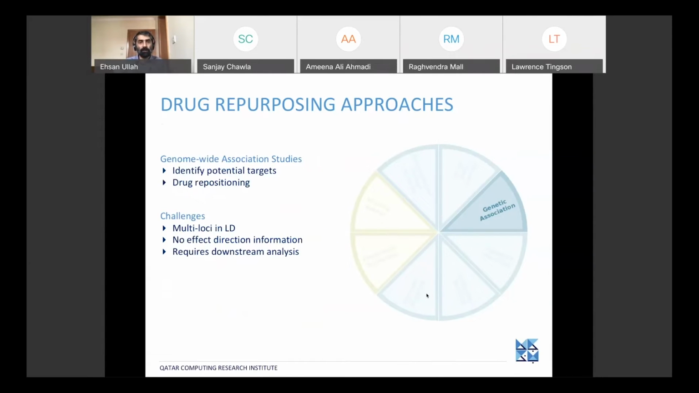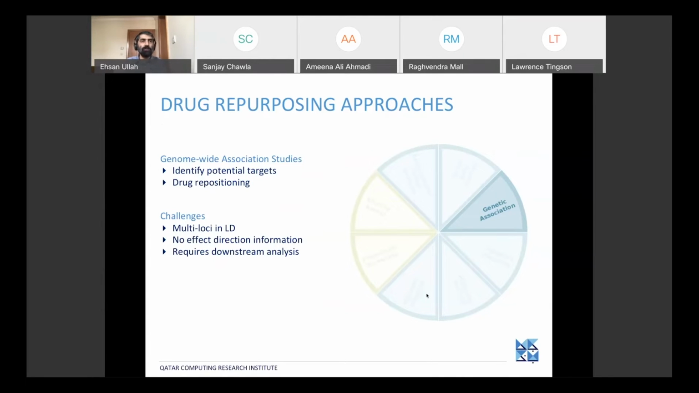The next approach, which can be a computational approach used for drug repurposing, is genome-wide association studies. Genome-wide association studies actually identify potential targets at genome level. And this provides insight into disease biology and helps identify novel targets. These targets might be shared between diseases and thus help in drug repositioning as well. But there are certain challenges associated with GWAS.